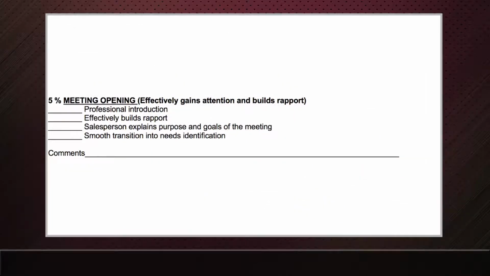At the opening of the meeting, we're looking for a good professional introduction, including a handshake and eye contact. At some point at the beginning, the salesperson should build some rapport with this customer as well. They should explain the purpose for this meeting and the goals for the next 20 minutes. And then we're also looking for a smooth transition into needs identification rather than just abruptly launching into questions.